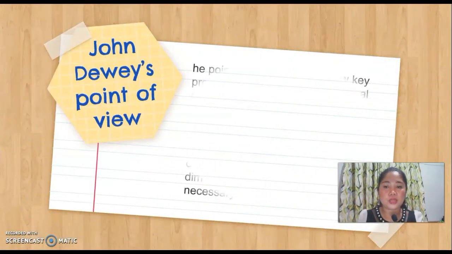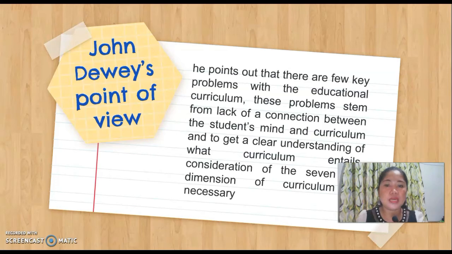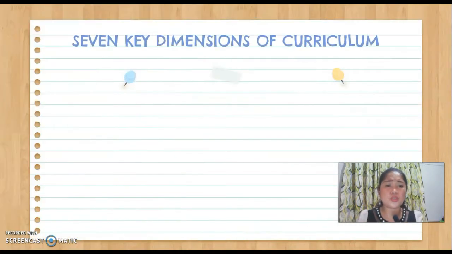From John Dewey's point of view about curriculum, he points out that there are a few key problems with the educational curriculum. These problems stem from a lack of connection between the student's mind and the curriculum. To get a clear understanding of what curriculum entails, consideration of the 7 key dimensions of curriculum is necessary. So what are those 7 key dimensions of curriculum?